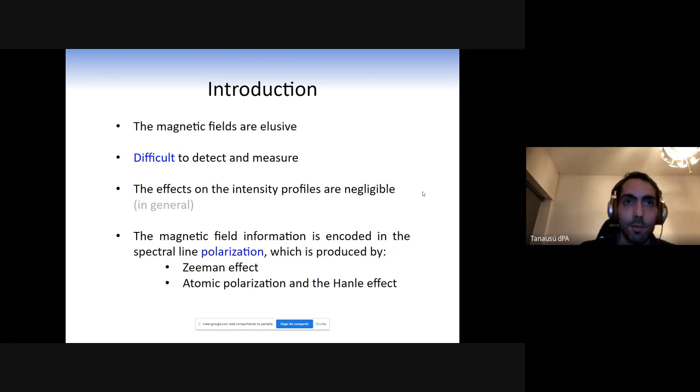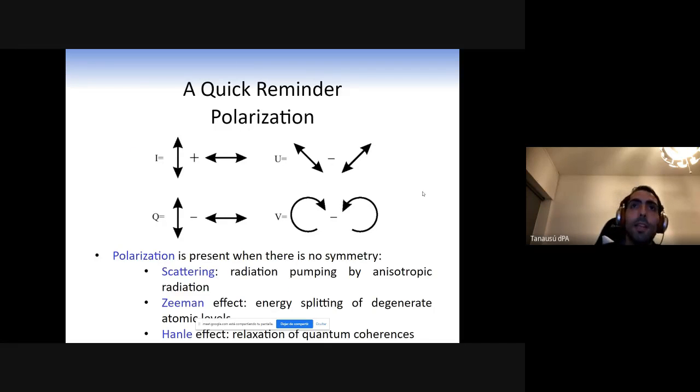And one reason for this is that the effects on the intensity profiles are, in general, quite negligible. And the magnetic field information is then encoded in the spectral line polarization that in the sun is typically produced by the Zeeman effect, the scattering polarization, and the Hanle effect. So a quick reminder about polarization. The polarization tells us how the electromagnetic wave is oscillating. And this oscillation, in turn, contains information about the plasma that emitted this radiation.